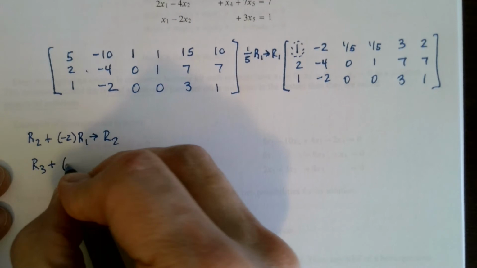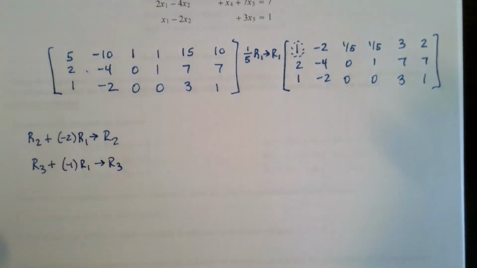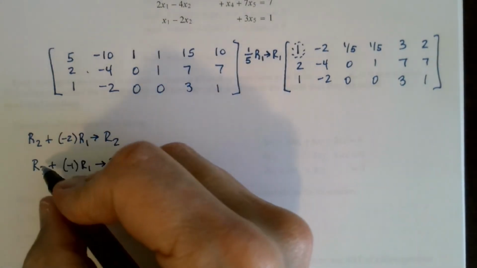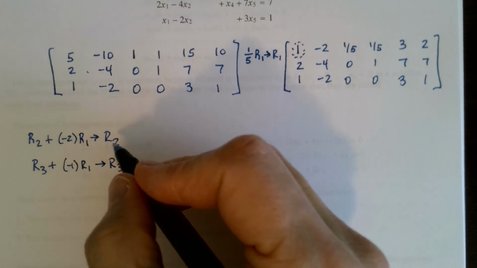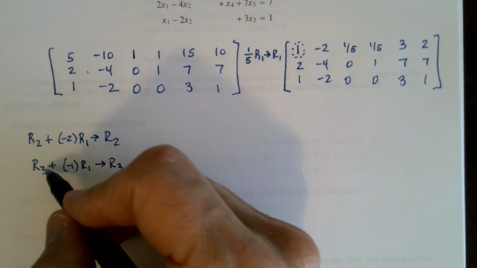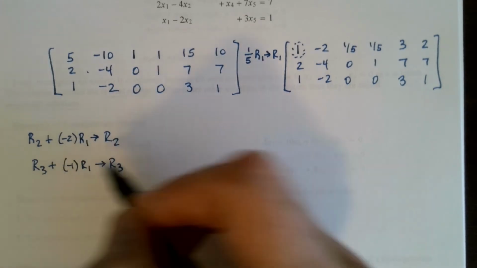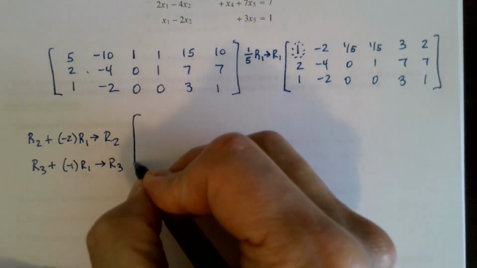So I'm going to do negative 1 times row 1, and I'm going to replace row 3 with that. I'm taking row 3 and subtracting row 1 from it, essentially. It's the same thing. Now, you can do 2 row operations on a single step as long as you're doing it on 2 different rows. So here I'm affecting row 2, here I'm affecting row 3. We're not affecting row 1 actually, even though we're multiplying here.